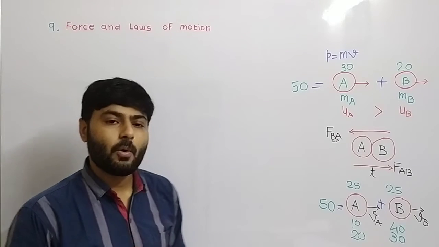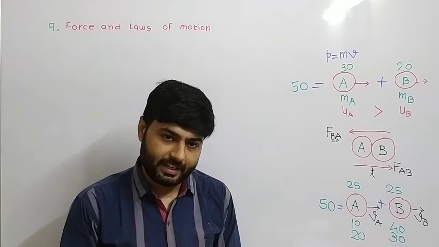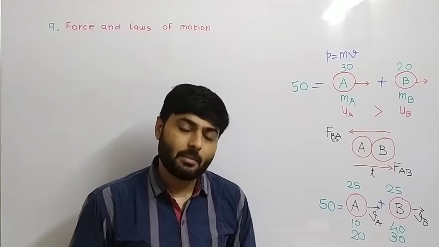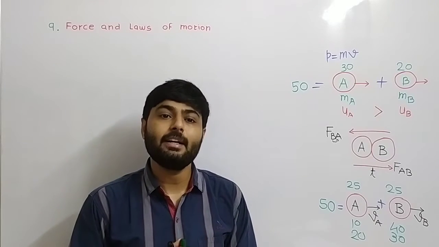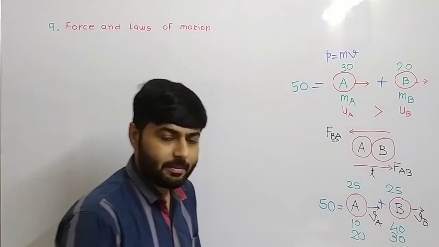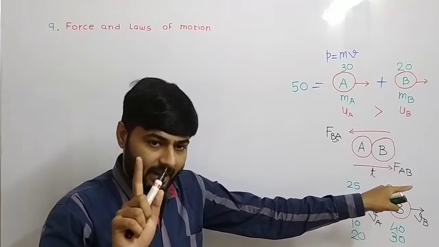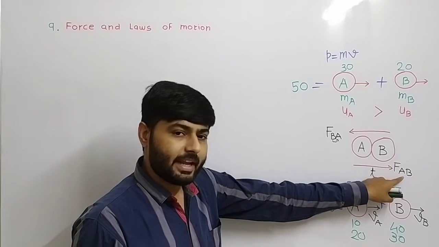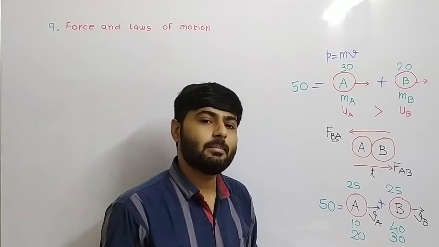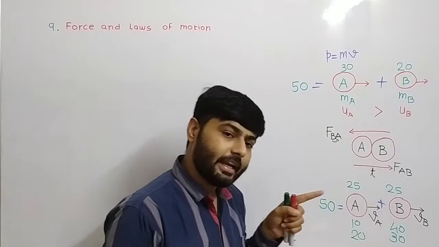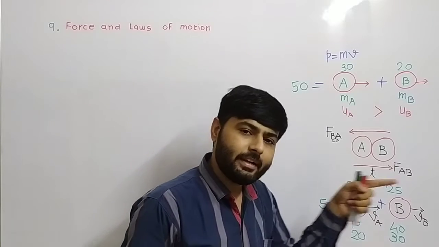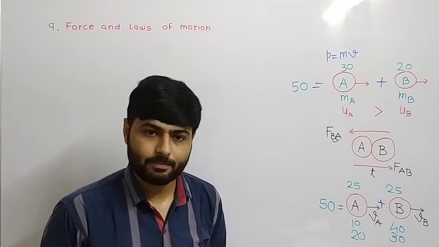Third law said for every action there is a reaction, and this reactive force is equal in magnitude and opposite in direction. So here I have force that is the same, FAB, which means the magnitude of force is the same, so FAB will equal FBA, but the direction will be opposite. If this AB is in the right side direction, this BA will be in the left side direction, or if AB is in the left, this BA will be in the right side.